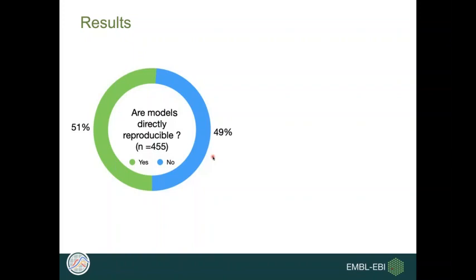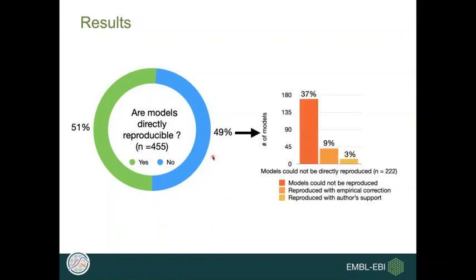unfortunately. So then we try to rescue these models and do this extra effort and see if we can reproduce them. As I discussed, we do this empirical correction, looking for errors and typos in the model, and we managed to recover about 9% of the models. But then we also tried to contact the authors, and we could reproduce about 3% of the models with their help. But the remaining 37% of the models remained non-reproducible.